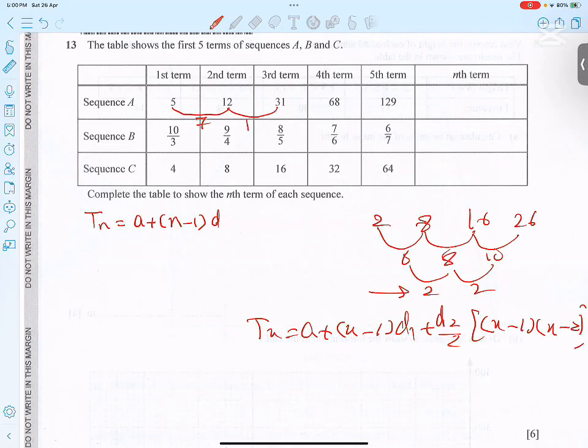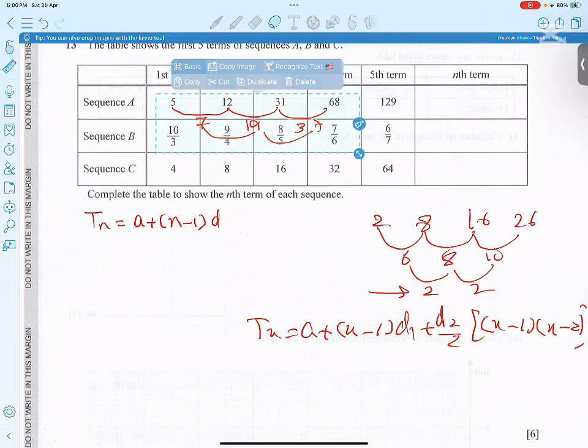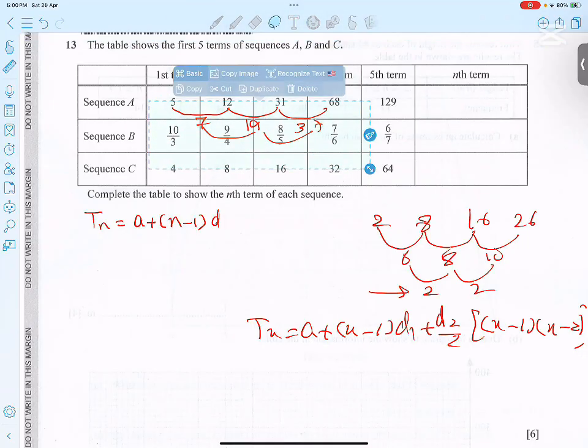But the problem is this question. If you check it here, this is a 7, this is a 19. Okay. And the next, let me check: 68 minus 31 gives 37. So even the second layer is not the same. So this rule is not applicable now. What to do in this situation?